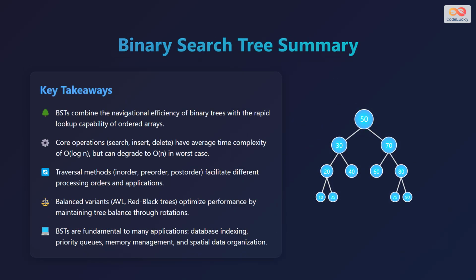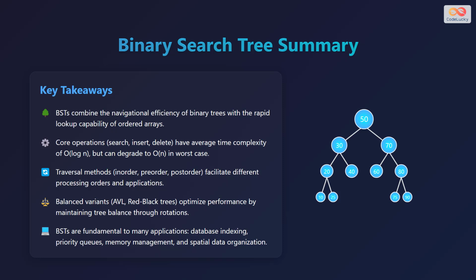Let's summarize the key takeaways about binary search trees. Firstly, binary search trees combine the navigational efficiency of binary trees with the rapid lookup capability of ordered arrays. Secondly, core operations such as search, insert, and delete have an average time complexity of big O of log n, but can degrade to big O of n in the worst case.